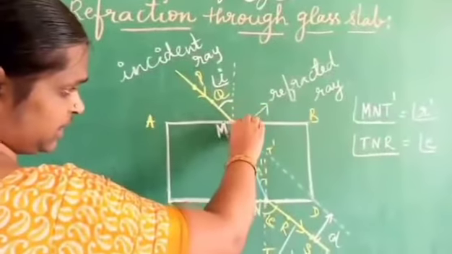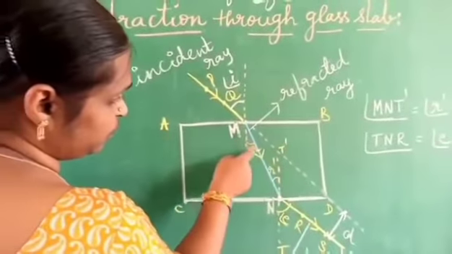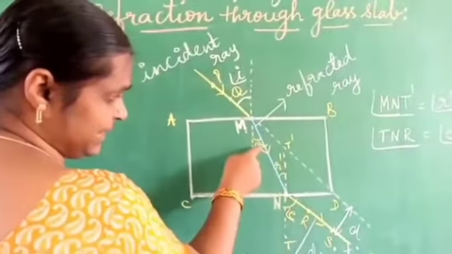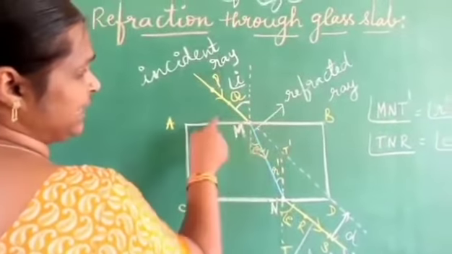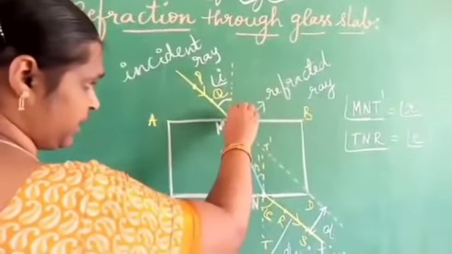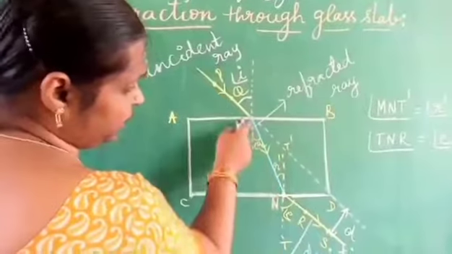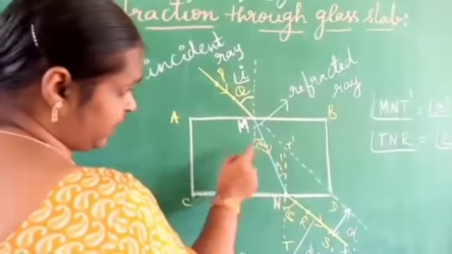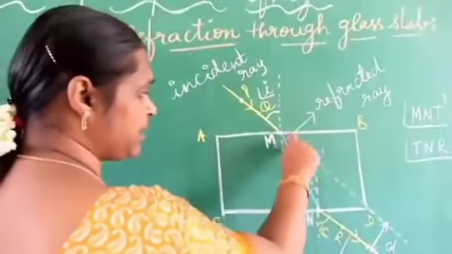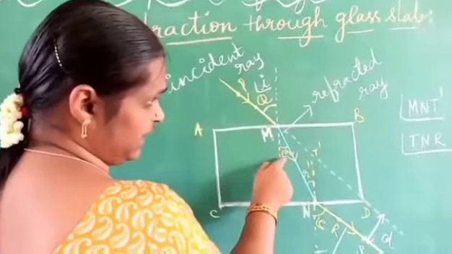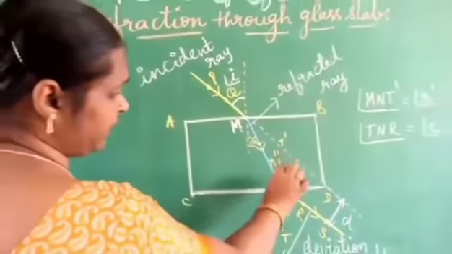Here I think you can see a blue color line inside the glass slab. This blue color line which is inside the glass slab is the refracted ray. The ray which is falling on the glass slab is the incident ray. The ray which is inside the glass slab, let us take it as M and N, that is nothing but the refracted ray. The angle between the normal and the refracted ray is called the angle of refraction.